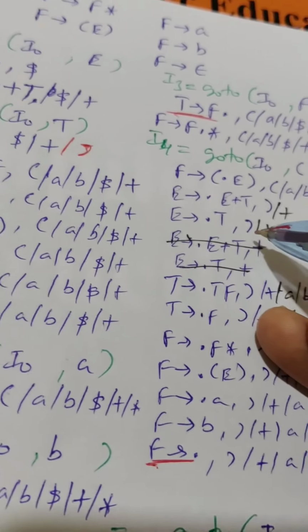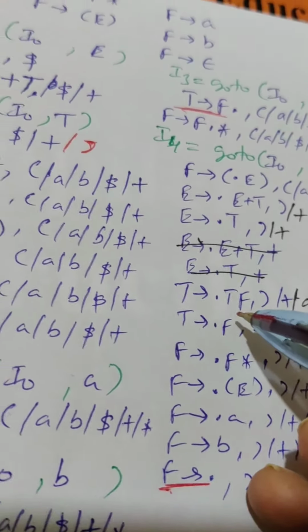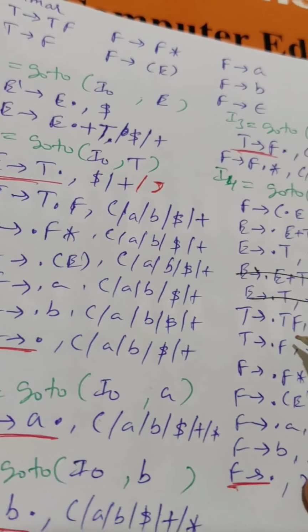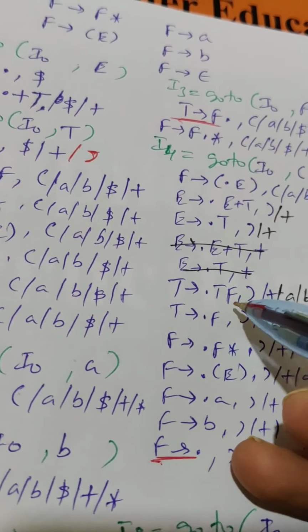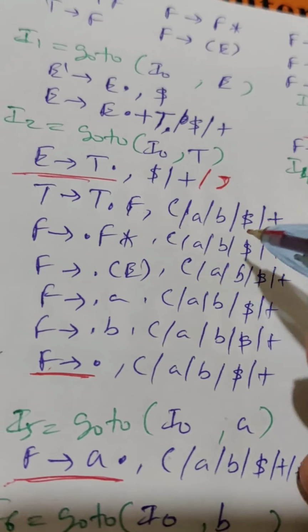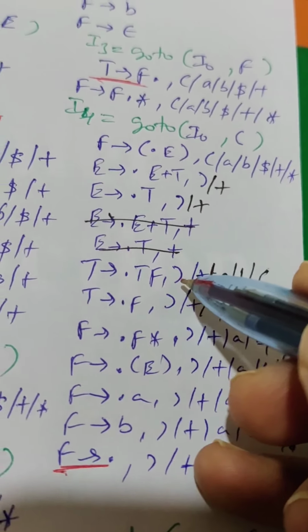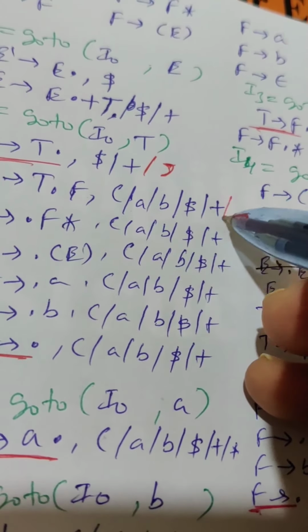Now again, similarly there is a rule here, T goes to T.F. For this rule also you'll find T goes to T dot F with lookaheads closing bracket, plus, and opening bracket. So here all the lookaheads are there except the closing bracket. So what we got extra here is the closing bracket. Let's go back and add the closing bracket.